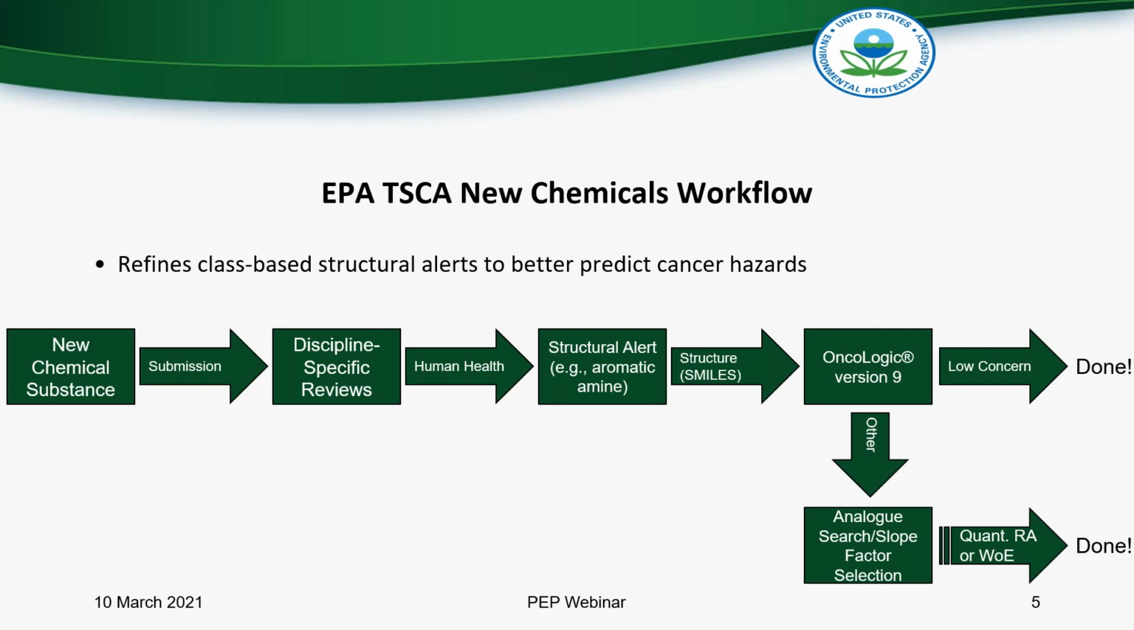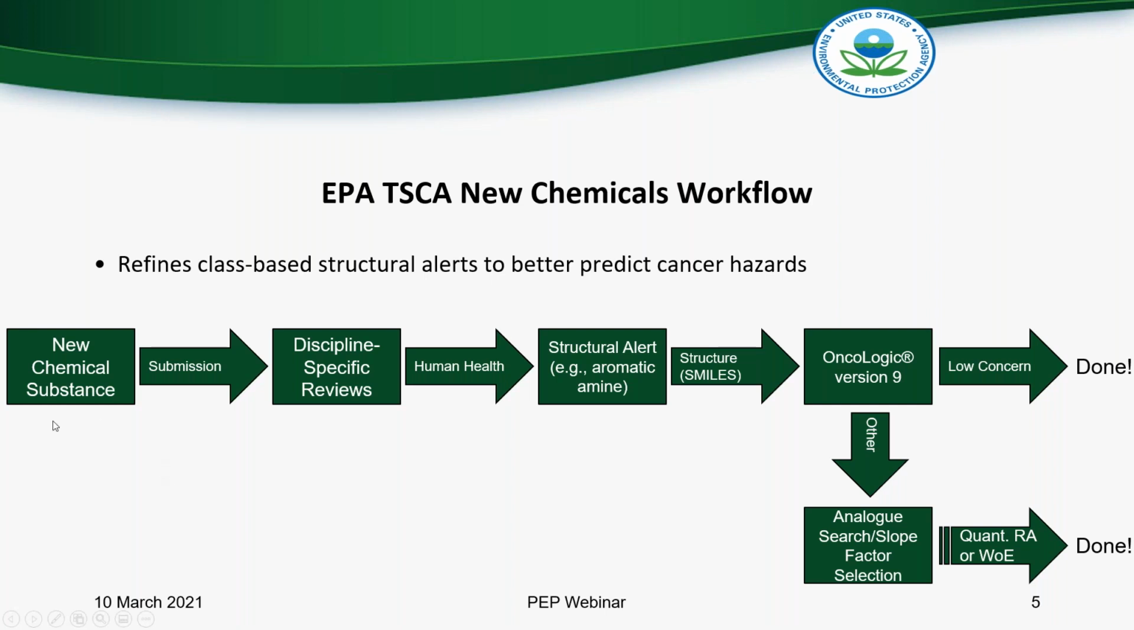EPA now runs all new chemicals through our computational systems, including the QSAR toolbox and OncoLogic when there's cancer concerns. Before using OncoLogic in the new chemicals workflow, we had class-based structural alerts like aromatic amines to predict potential cancer hazards. This is a refinement on that system.